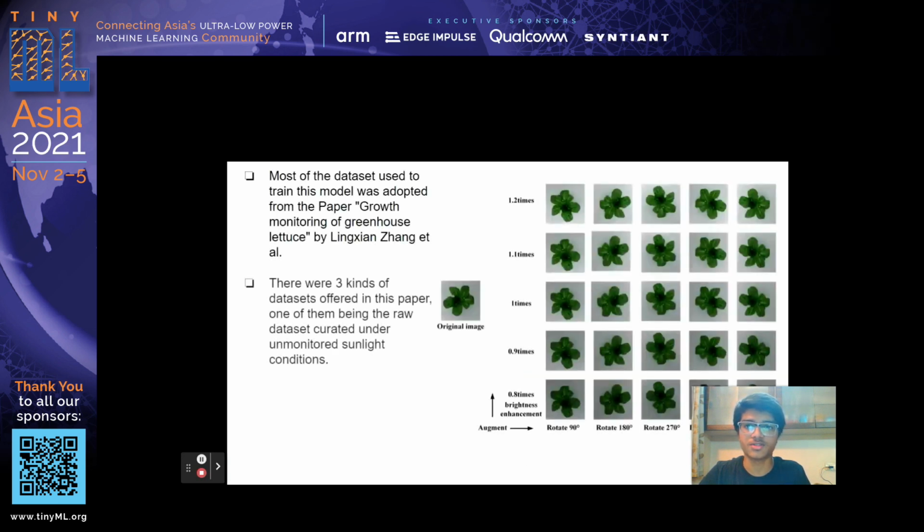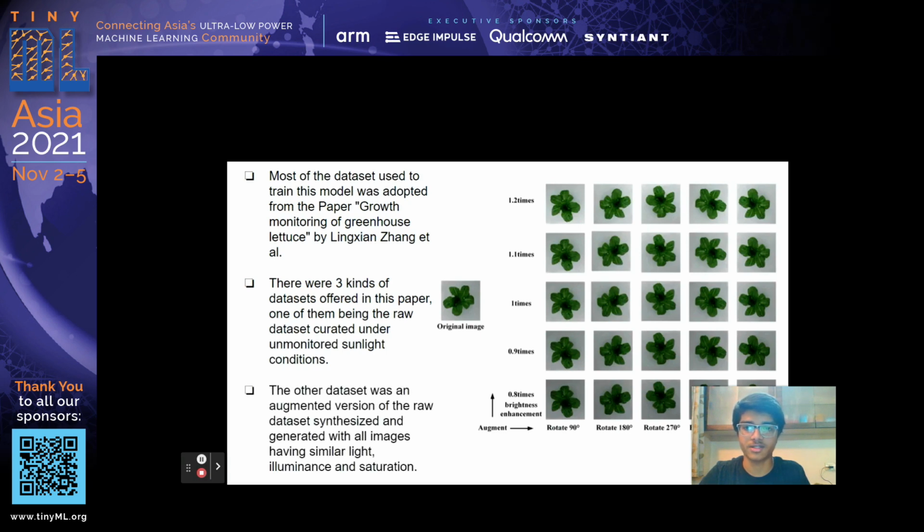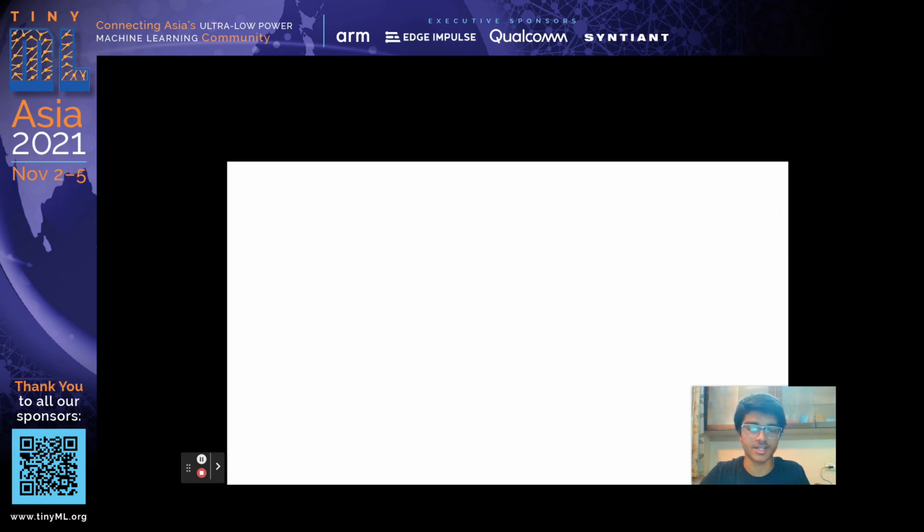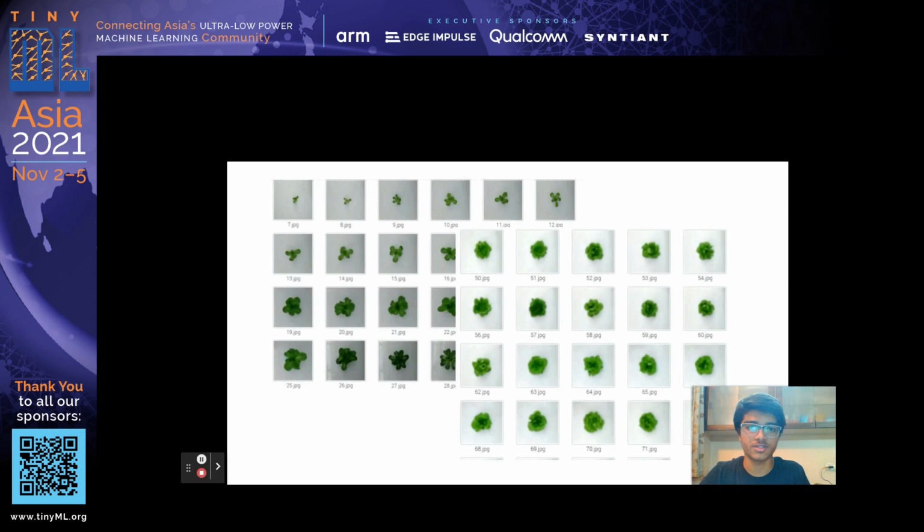The dataset used to train the model was adopted from the paper Growth Monitoring of Greenhouse Lettuce by Zhang et al. The other dataset was an augmented version of the raw dataset, synthesized and generated with all images having similar light luminance and saturation. A translated motion blur of 0.5 was added to the dataset to enable data capture even during translation motion of motorized mechanic plates.